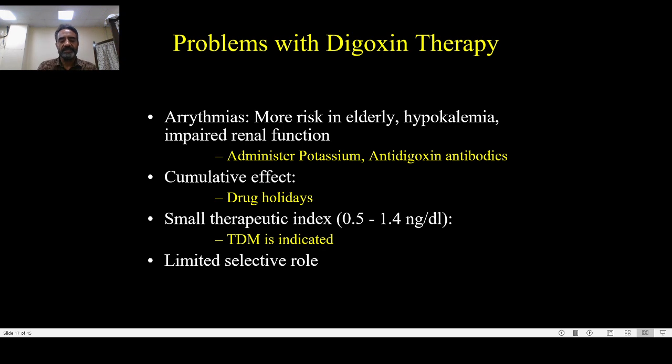Then these drugs have a small therapeutic index. So the optimal dose range is 0.5 to 1.4 nanogram per deciliter. That is the plasma concentration, the therapeutic range of these drugs. Because the index is narrow, TDM is indicated. Limited and selective role, as I told you, these drugs have nowadays.